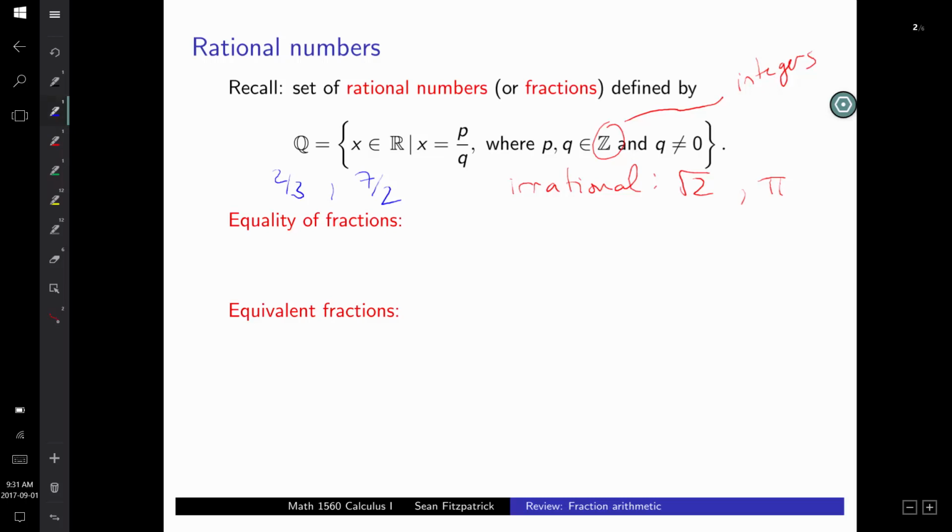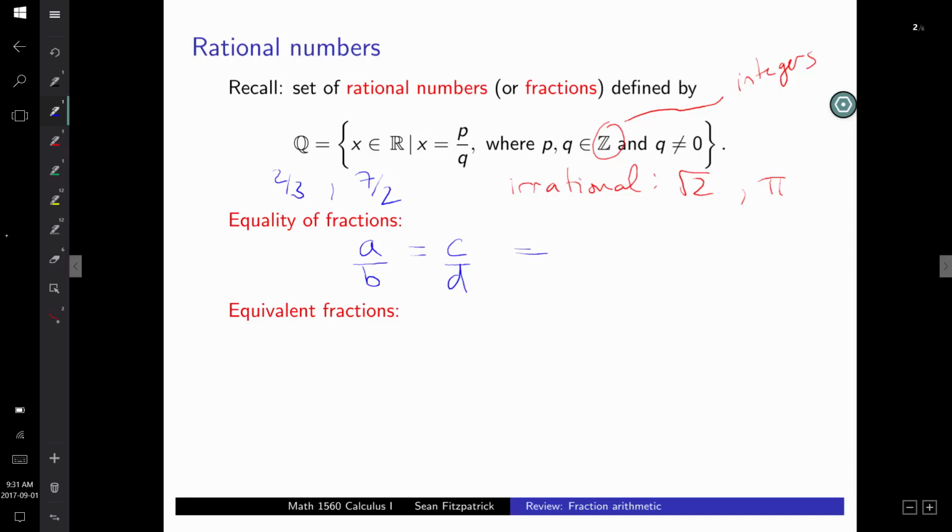Now, let's not worry about the real numbers for now. Real numbers, that's a surprisingly complicated topic. We want to talk about fractions. So there's a couple things you need to know about fractions. First is, what does it mean to say that two fractions are equal? If I have, say, a over b, and I want to set that equal to c over d, what does it mean when I say that those two fractions are equal?